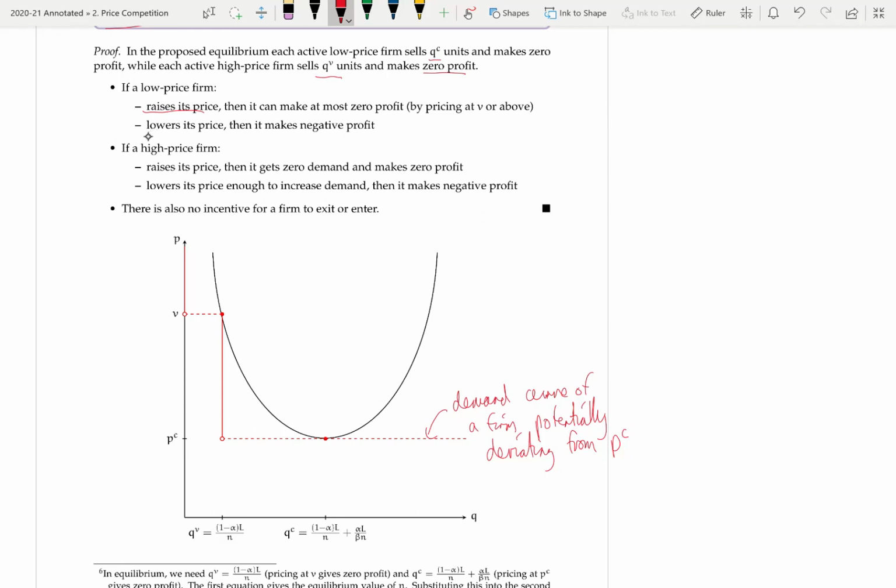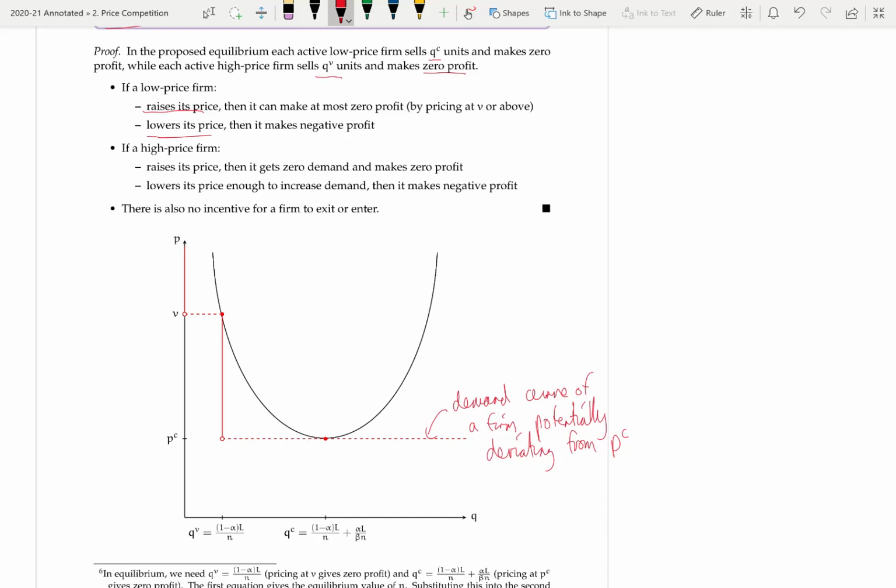If a low price firm lowers its price, then their price is going to be below PC, and they're going to be making a negative profit. If a high price firm raises its price, then its price is going to be above V, they're going to make zero profit. If a high price firm lowers its price enough to increase demand, then its price must be below PC. It's going to be making actually a negative profit because now there are more low priced stores. They're going to each be selling less than QC. They'll be over here somewhere making a negative profit.